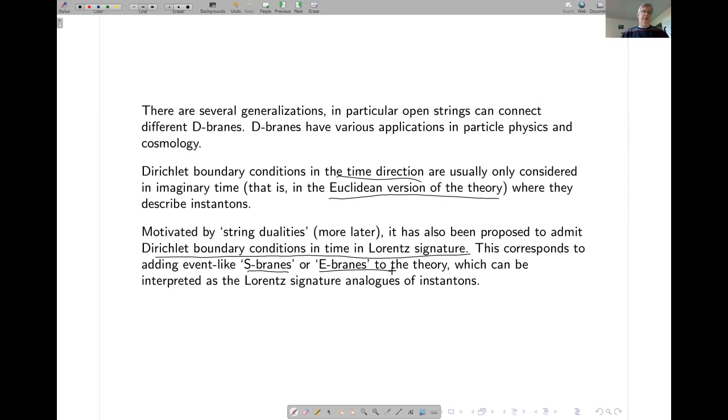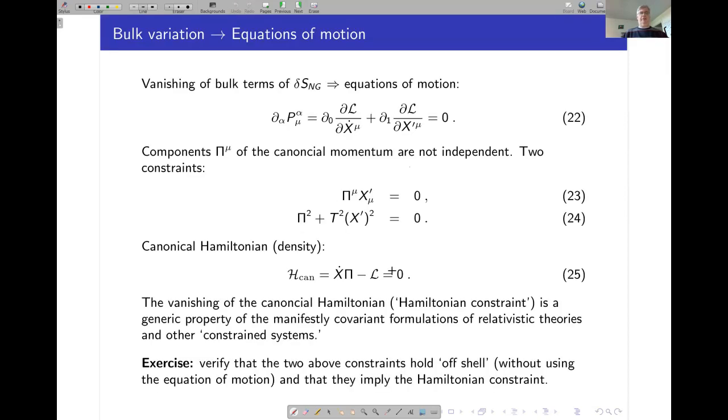But this use of Dirichlet boundary conditions in Lorentzian signature is a little bit less standard, whereas using Dirichlet boundary conditions in imaginary time to describe instantons is quite an established technique. So a bit more advanced than we will be able to discuss in these lectures. Okay, I think that now finishes what I wanted to say about D-branes today.